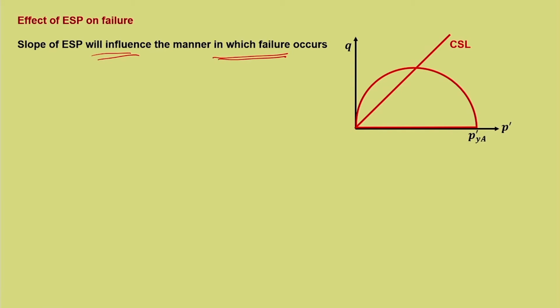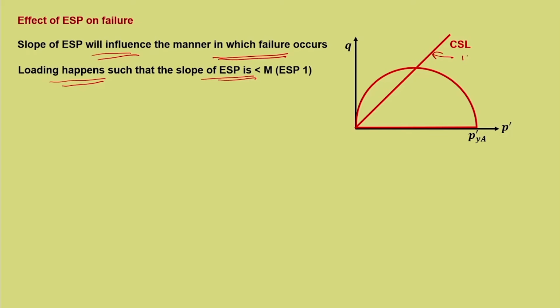So, it is the initial yield curve P dash y A. Let us say that loading is done in such a manner that slope is less than M. Now, what is M? M is the slope of CSL. Now, let us say you consider a point which is slightly over consolidated at O, and the loading is done such that ESP1, here it is ESP1, is with a slope less than M. You can see this. What would happen in this case?